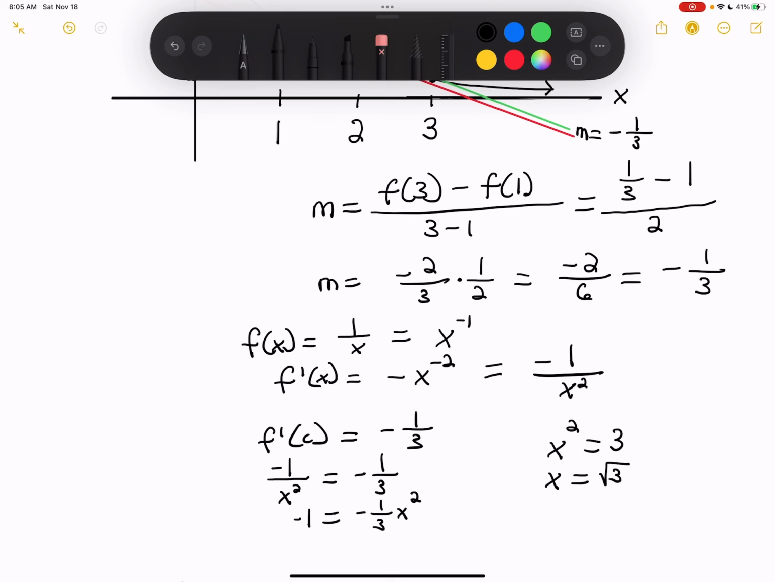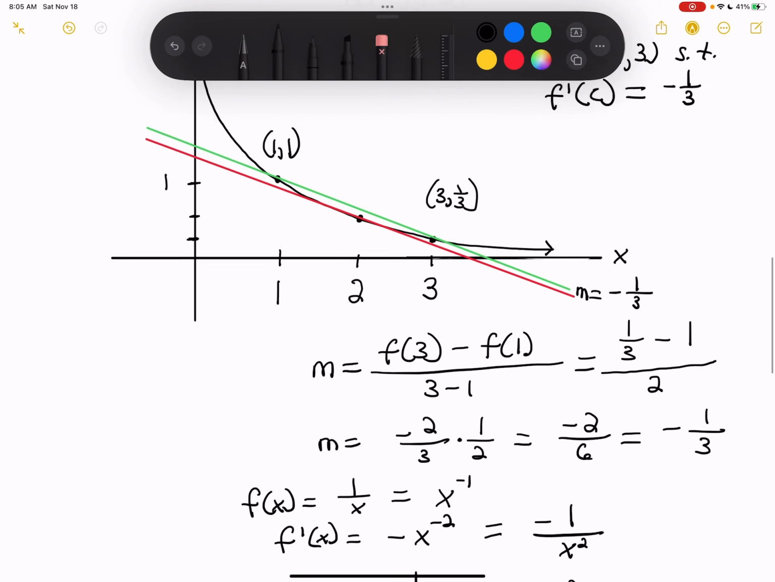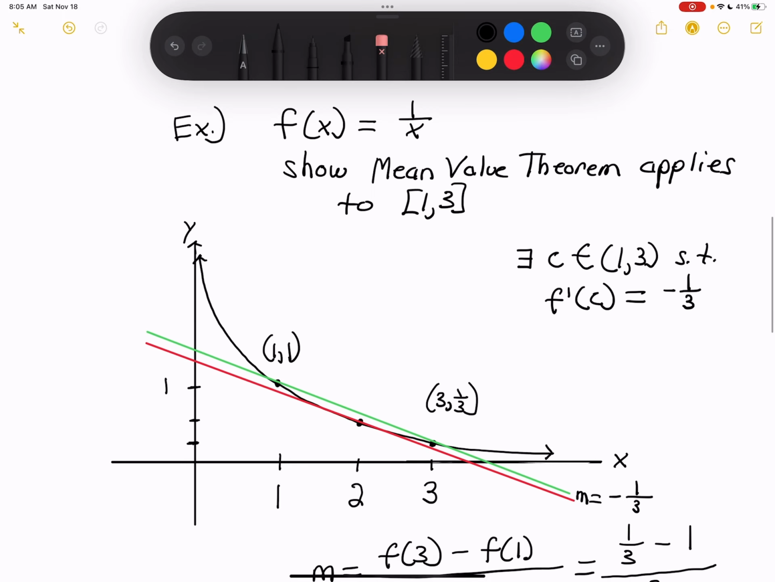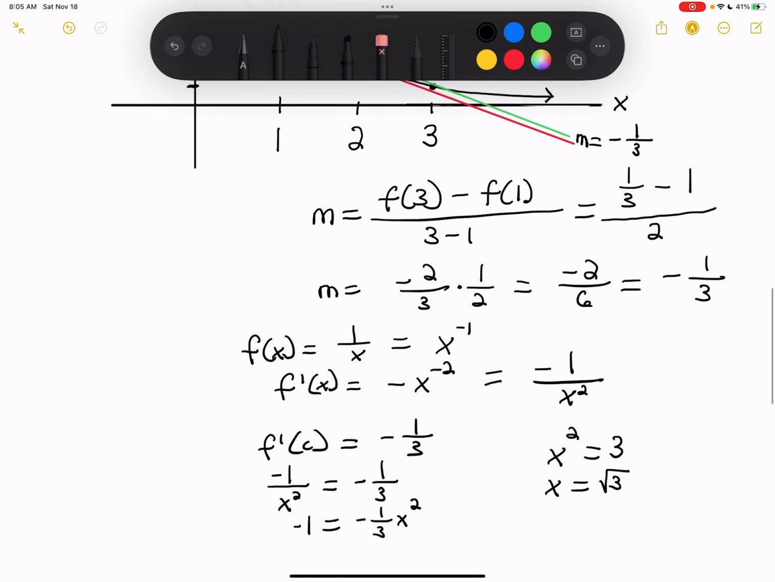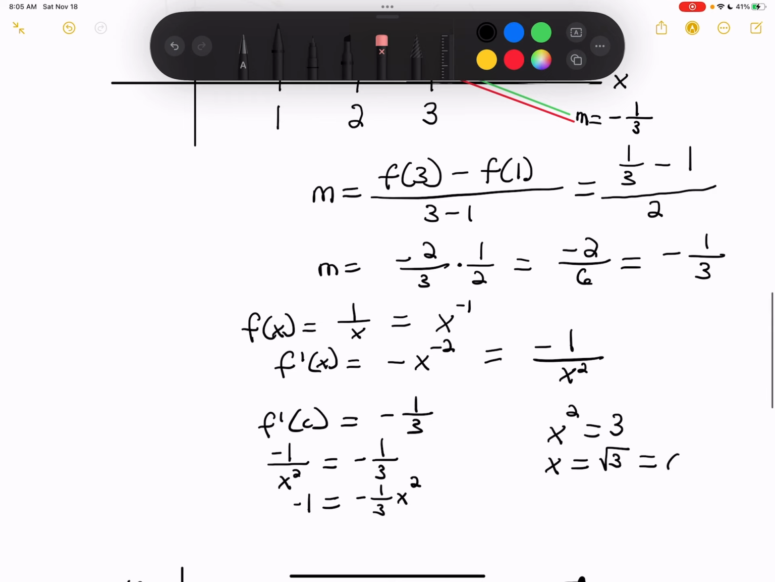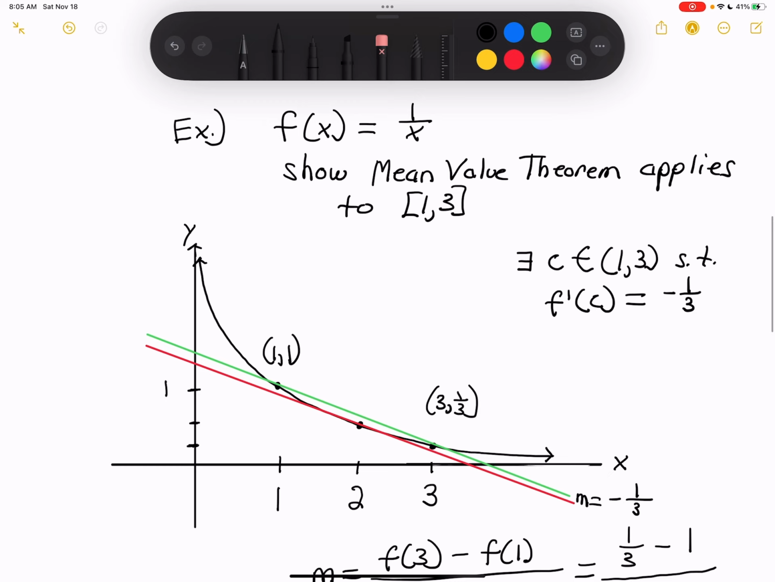So x is equal to the square root of 3. And is the square root of 3 on the interval from 1 to 3? Absolutely. So we just proved, and by the way, this square root of 3 is our c. Okay? So we just showed that the mean value theorem applies to this function.